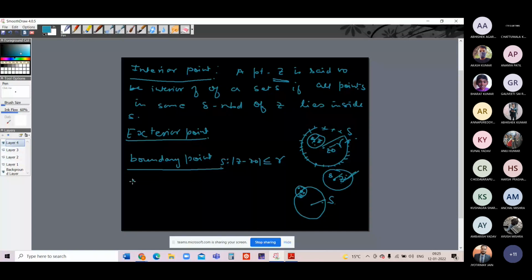Next is open set. What is an open set? An open disk is one of the examples of an open set. So a set is open if every point of S is an interior point. The set which has no boundary points, only interior points inside it, that kind of set is called an open set. Like our open disk, Z minus Z naught less than R, it is an open set. For suppose we are considering here all those Z like real part of Z is less than 0.